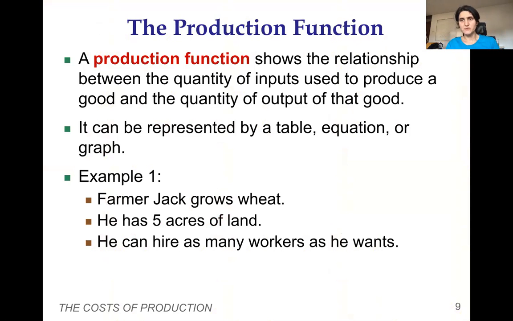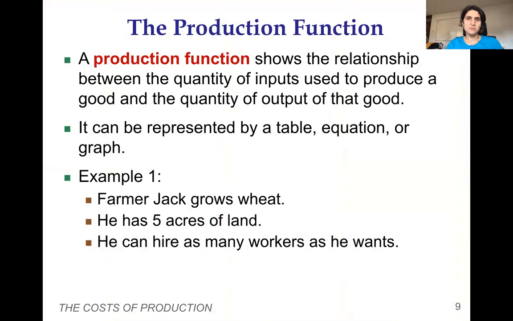In the economic profit, we are thinking about the economic cost. In the accounting profit, we are thinking about the accounting cost. And accounting costs are the explicit cost, and economic costs are the sum of explicit cost and implicit cost.